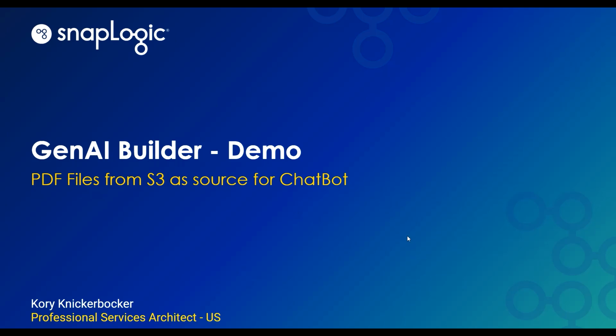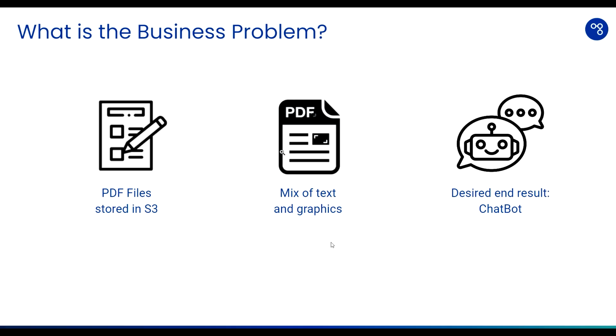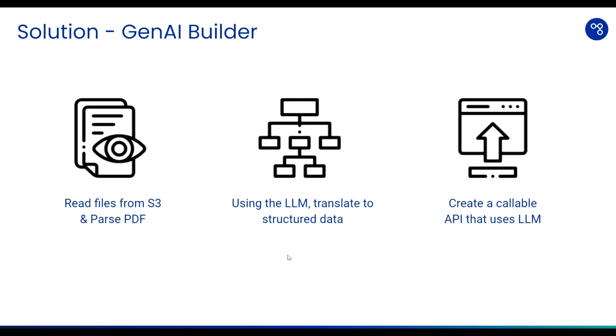Today, I'm going to do a quick demo of GenAI Builder, and I'll be sourcing PDF files from S3 and try to use that as some intelligence for a chatbot. So what's my problem? I have PDF files sitting out in S3. They contain a mix of text and graphics, and I'm trying to build this chatbot intelligence.